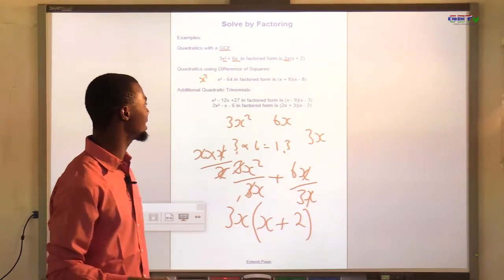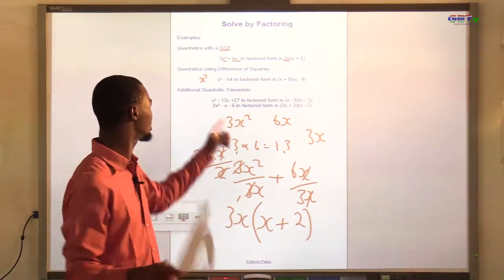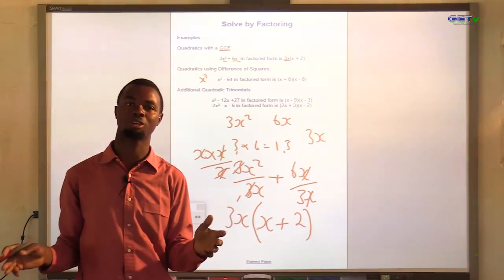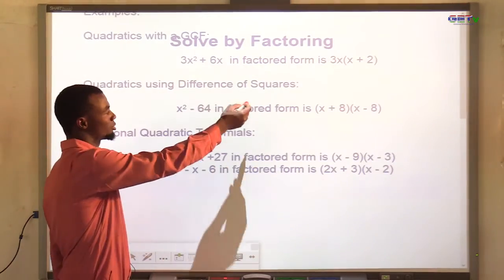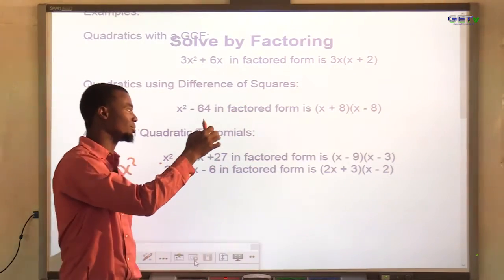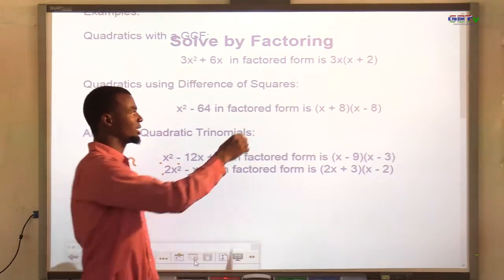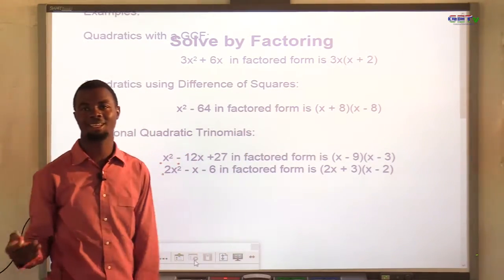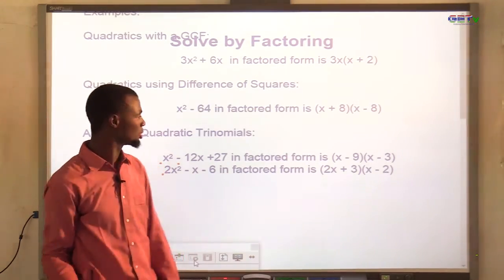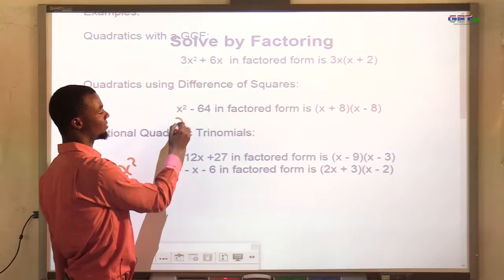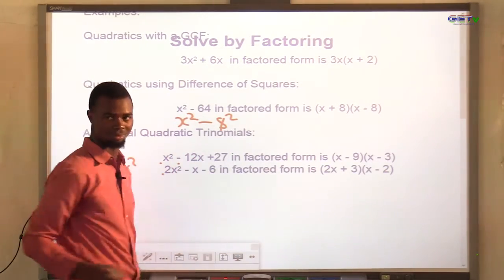Now, we'll go to the next one. That is x squared minus 64. X squared minus 64, as you see in the heading, is difference of squares. What is this difference of squares? The difference of squares, we have x squared minus 64. We have to look at these numbers because we say difference of squares. X is a square number and 64 is a square number. So we can have this, as you see it, x squared minus 8 squared.